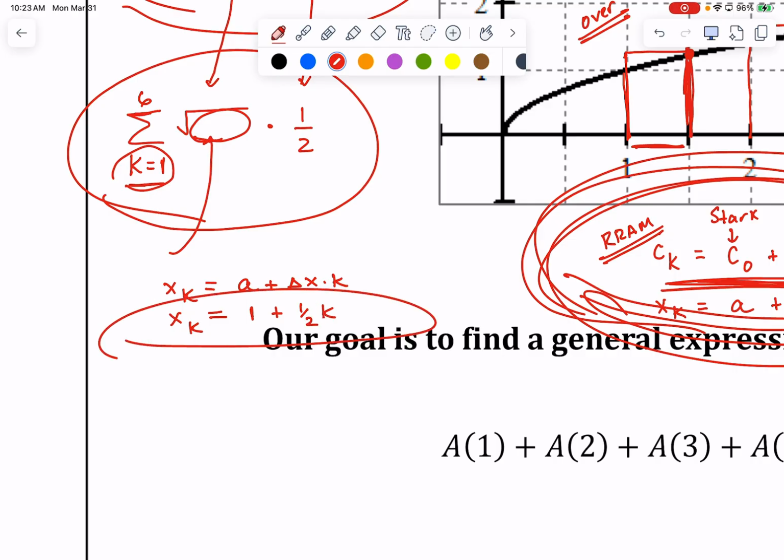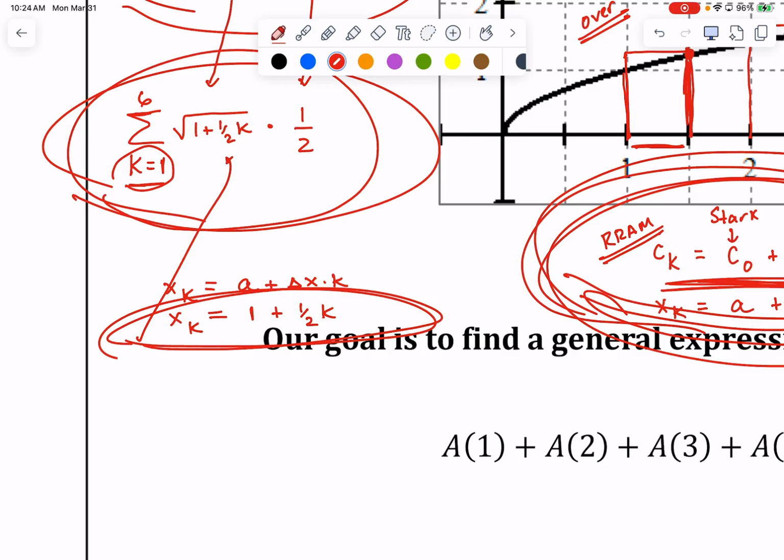That's what you plug into the square root of x. So it's going to be the square root of 1 plus 1/2 k. And that's why when you were looking at these last night, they probably looked really weird and you probably just guessed. How did they get a k in there? That's where that comes from, that a plus delta x k. This is all you have to be able to do. You don't have to expand it or anything. You just got to find the multiple choice question that makes it look like that.